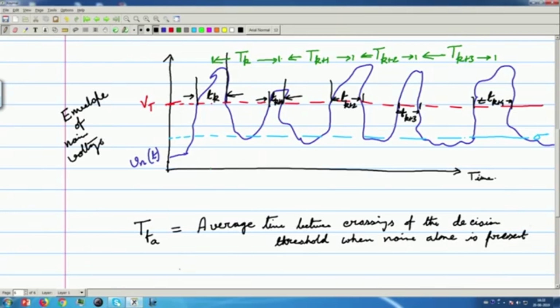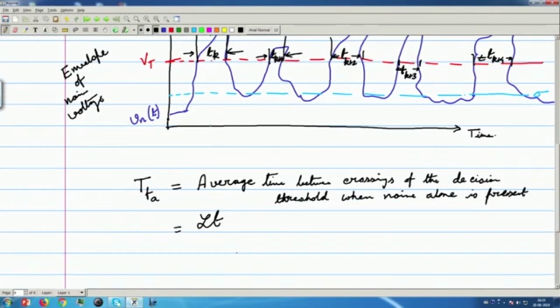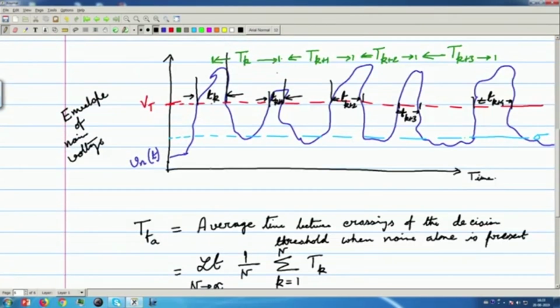Correct? So, what is it mathematically? In terms of limit, I can say that limit n tends to infinity, average, so 1 by n sigma k is equal to 1 to capital N T k, where what is T k? Capital T k. Please remember capital T k. T k is time between kth and k plus 1th crossing of V t by noise envelope.